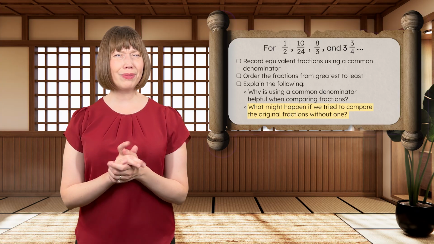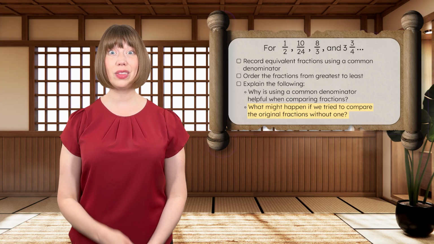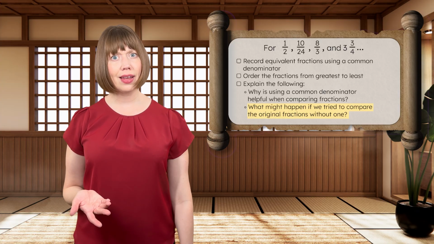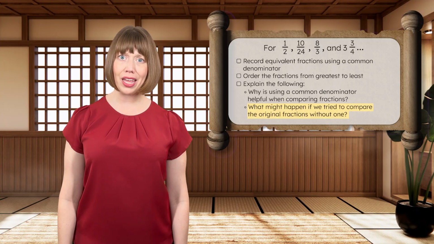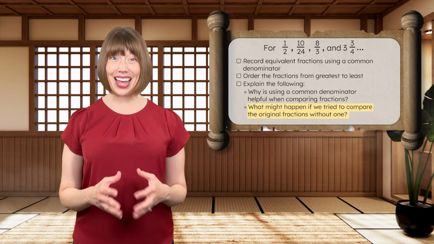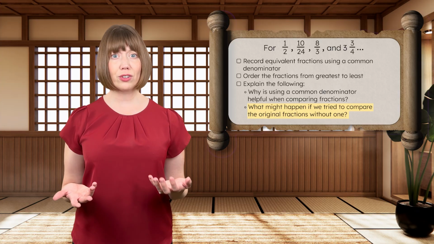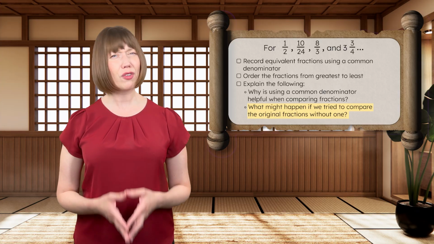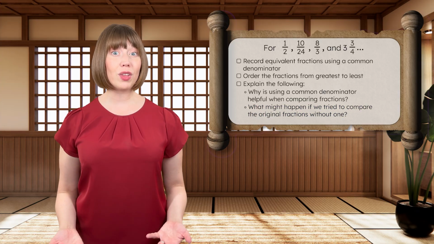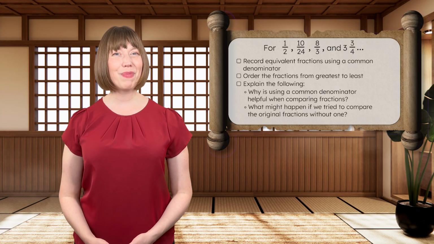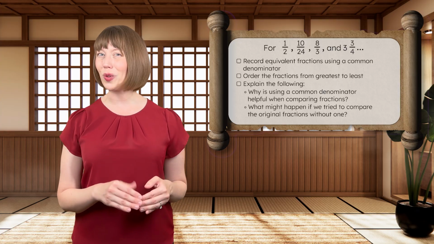And what might happen if we tried to compare the original fractions without one? Without a common denominator, it's hard to tell exactly how each fraction compares to the other because the denominators represent different sized parts of a whole. Rewriting them with a common denominator lets us compare the same sized parts of a whole.